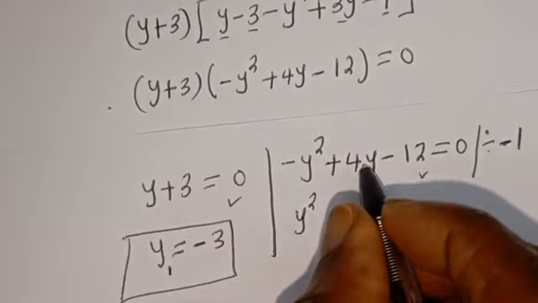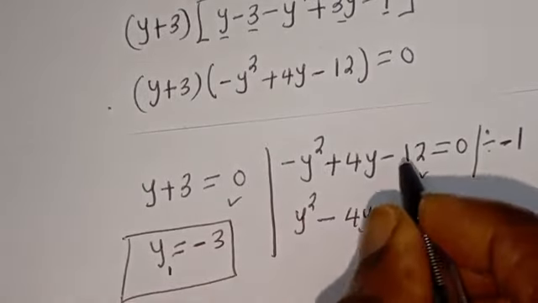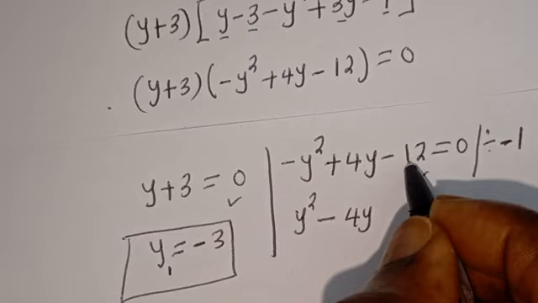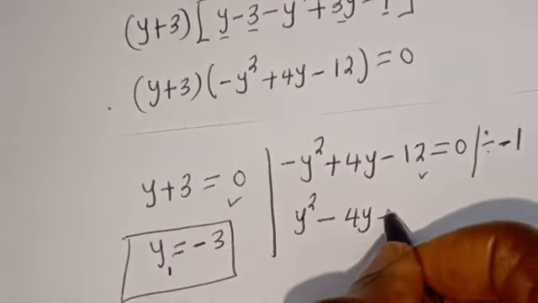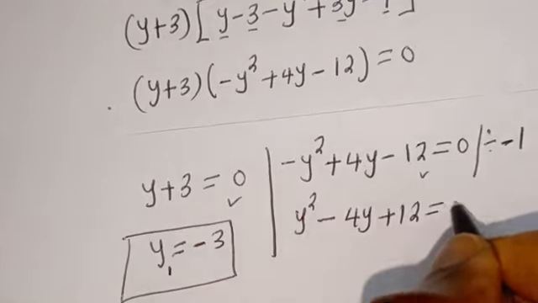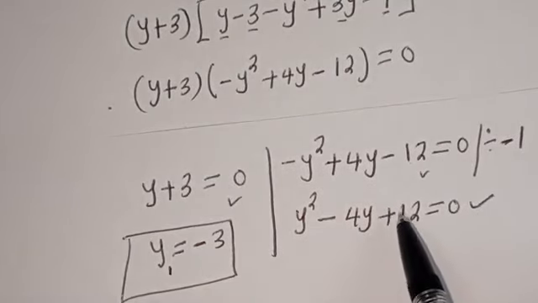Then plus 4y divided by minus 1 becomes minus 4y. And then minus 12 divided by minus 1 becomes plus 12, equal to 0. This is a quadratic equation which can be solved using the quadratic general formula.